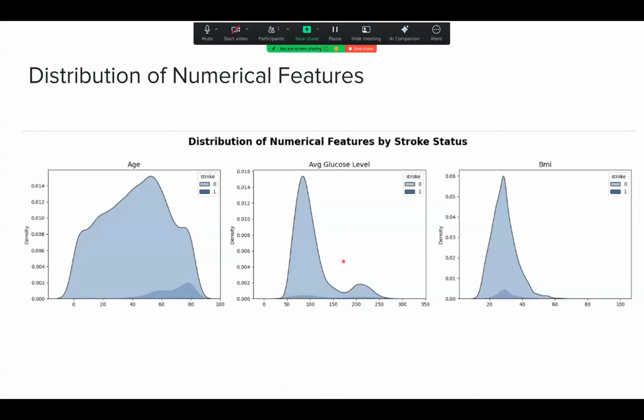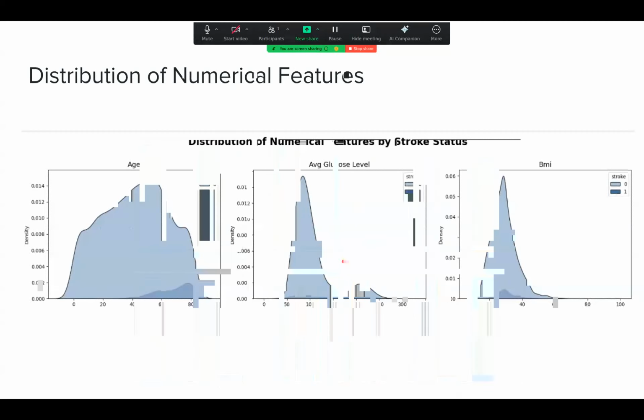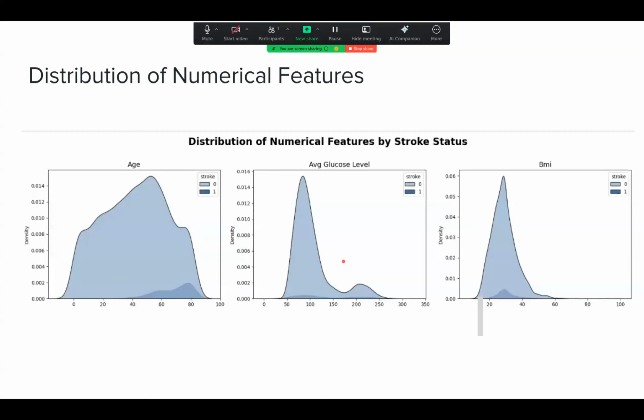Moving on, the second category is the distribution of categorical features. Why is this selected? Because I wanted to analyze the other categories that may not be as relevant as the first three, but still have some importance and can give us some insights.